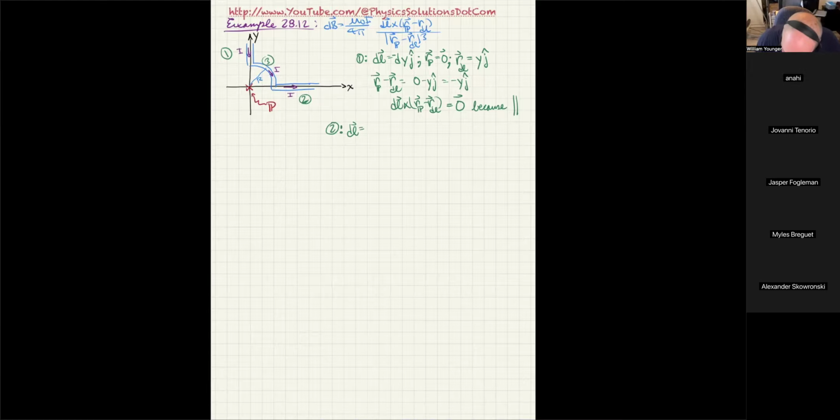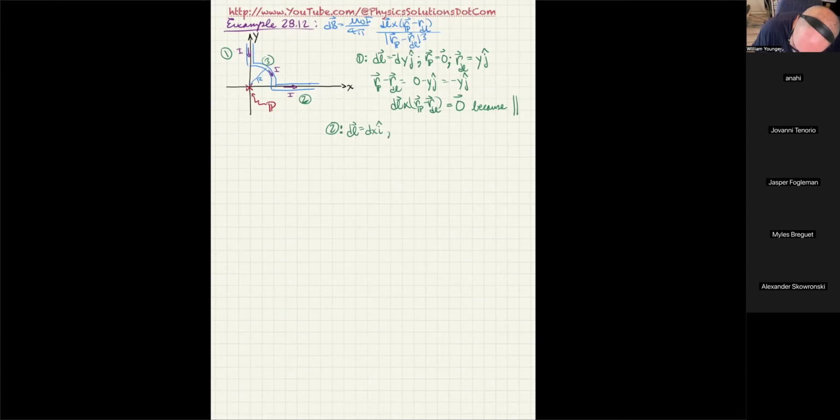Okay, so the DL has to point to the right, which is the positive i hat direction or the positive x direction. So we're just going to call that dx i hat. Oh, I just saw that Alex posted something. Sorry about that, Alex. So DL is dx i hat.